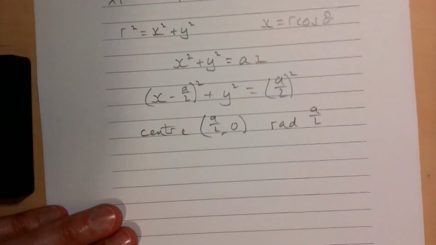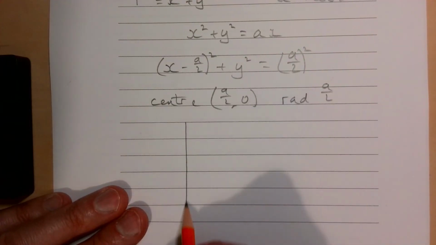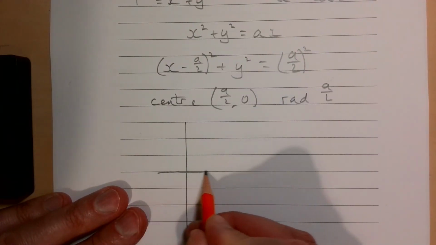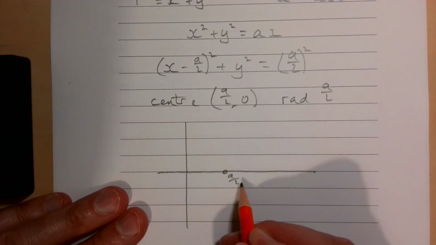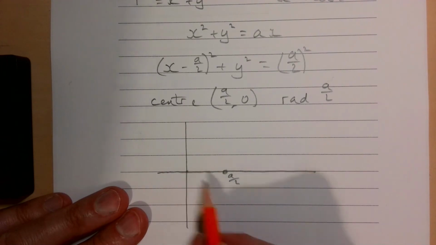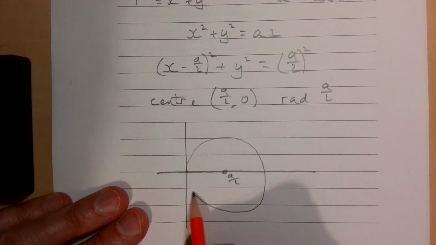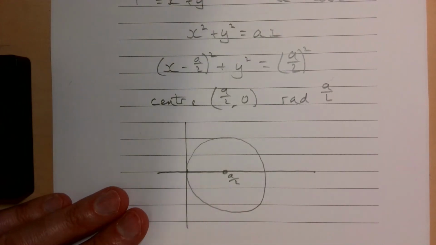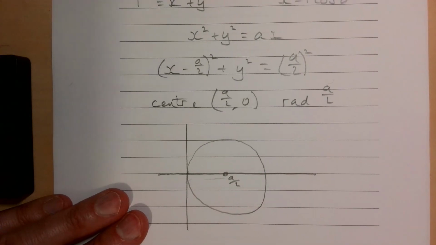I'm going to do a quick sketch of this. I'm sure it won't go well, but here are our axes. There's our point a over 2, so that's our center. And of course, if the radius is a over 2, it's going to hit here. So my circle is going to look like a dodgy enough looking circle, but you get the idea. That wee distance here is going to be a over 2. And that's the way the circles work.